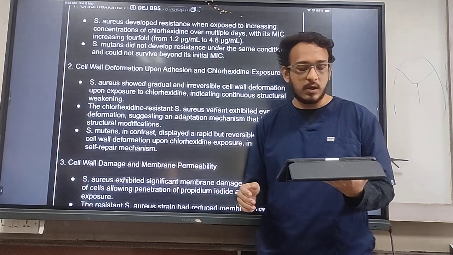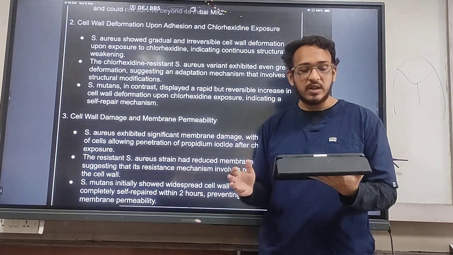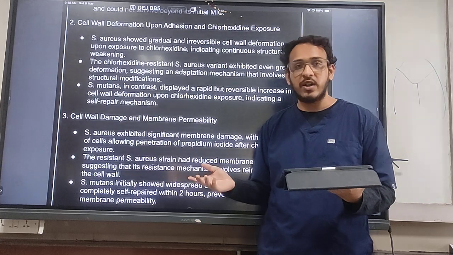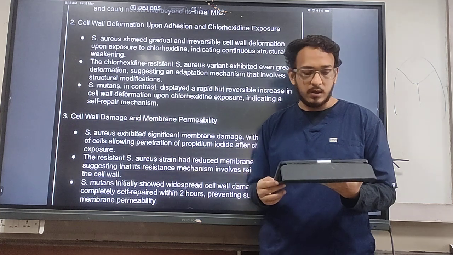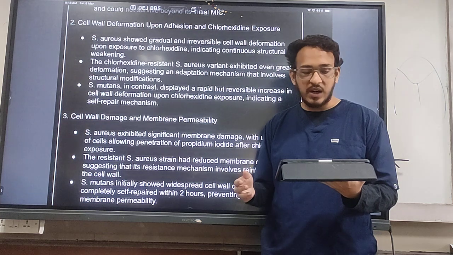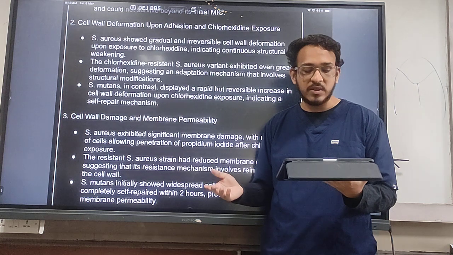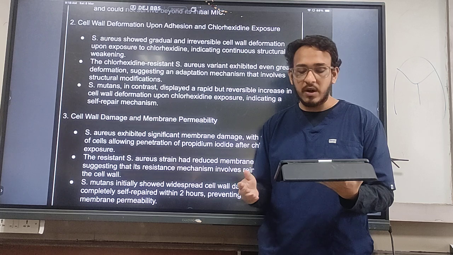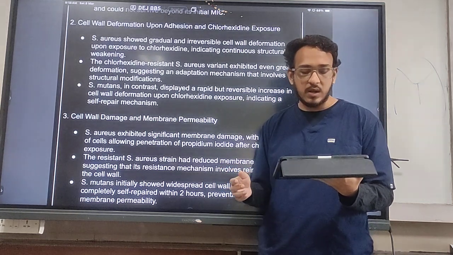The cell wall deformation upon adhesion and chlorhexidine exposure. So Staphylococcus aureus showed gradual and irreversible cell wall deformation upon exposure to chlorhexidine, indicating continuous structural weakening. Chlorhexidine resistant S. aureus variant exhibited even greater deformation, suggesting an adaptation mechanism that involves structural modifications. And S. mutans, in contrast, displayed rapid but reversible increase in cell wall deformation upon chlorhexidine exposure, indicating a self-repair mechanism.